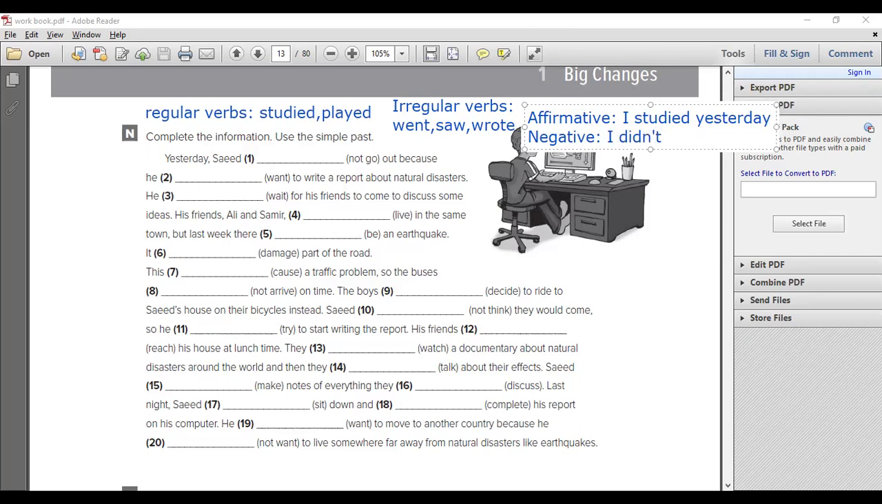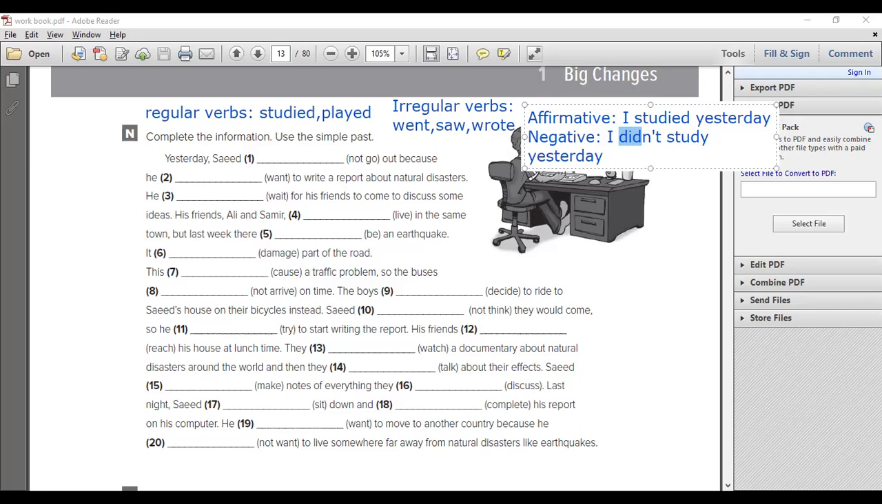The verb after it is important, I need to know its form. Study, as it is. Yes, study, not studied, study. Why? Because I already have did. Did is in the past. So I have only one verb in the past in the sentence. I cannot have two verbs. I cannot say I didn't studied.